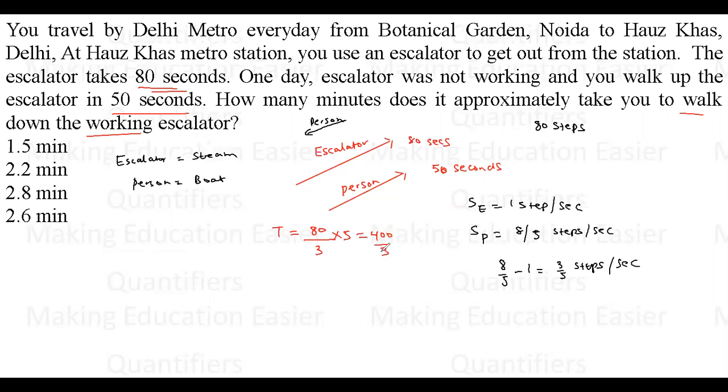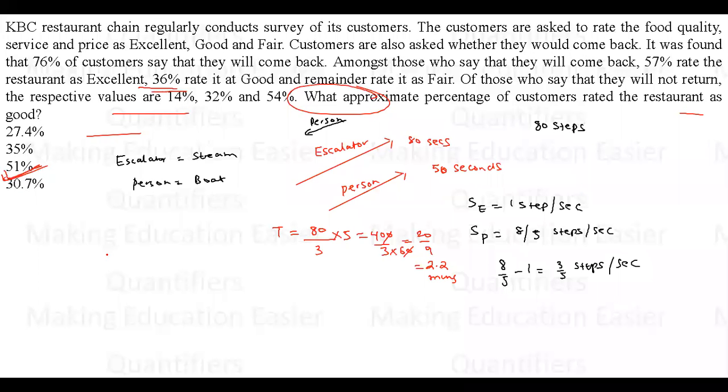This is coming in seconds, whereas we need to find the answer in minutes. So to convert it into minutes, I'll divide it by 60. Now students, if we solve it, this comes out to be 40 by 18 or 20 by 9, which is approximately 2.2 minutes. So again, the second option is the correct answer. Okay, students, now let's see the next question.